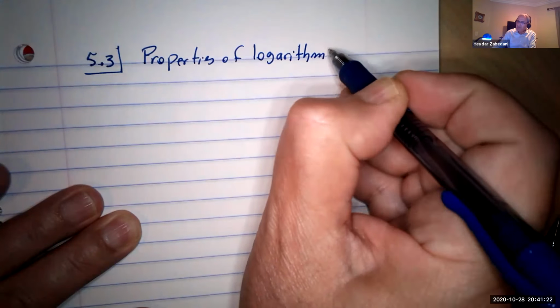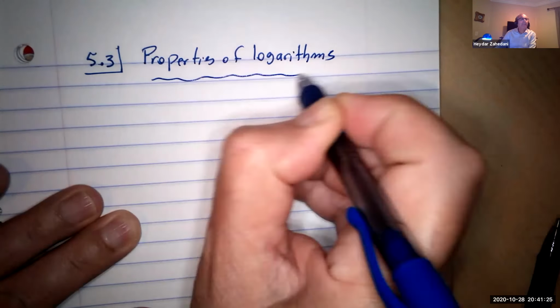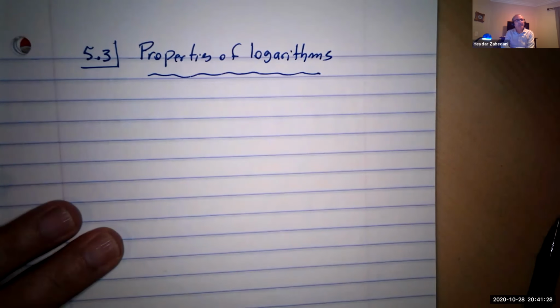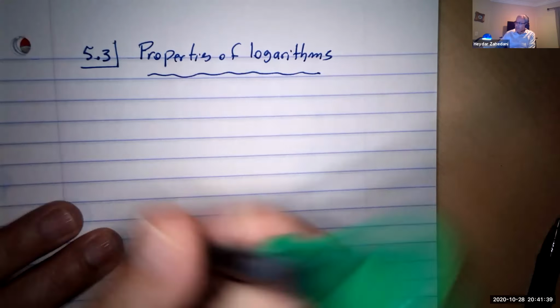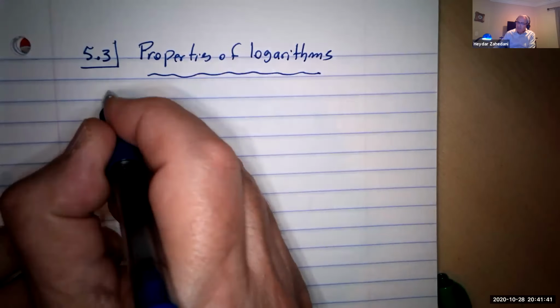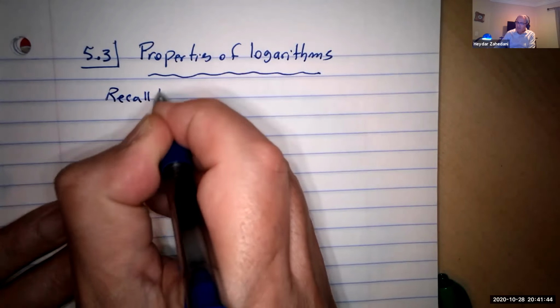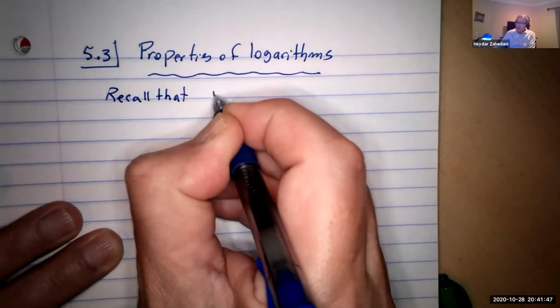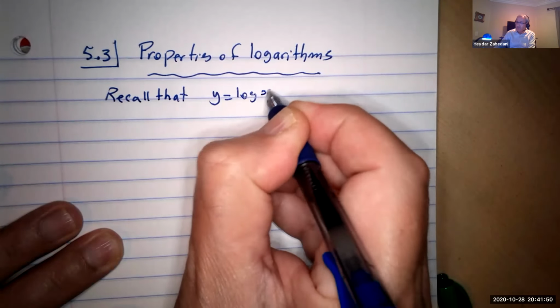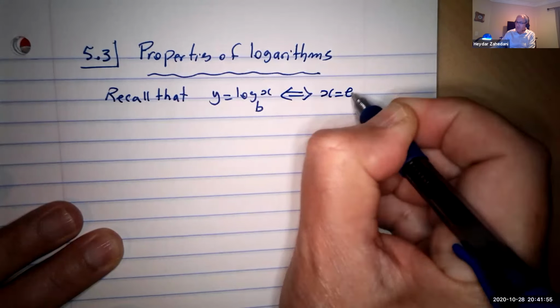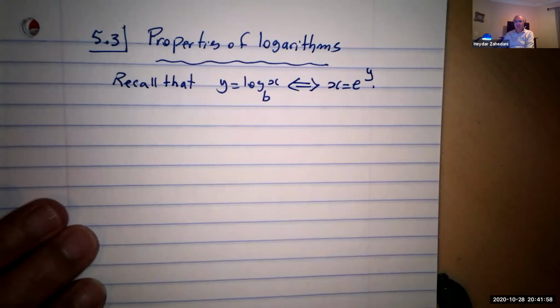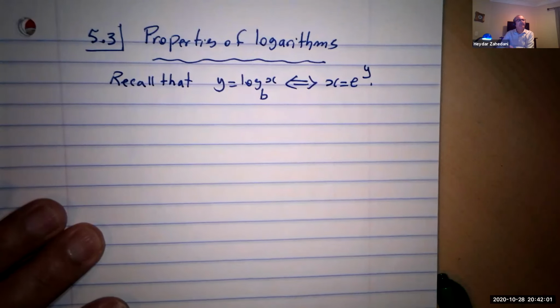Or the logarithm functions. Okay, that's it. So we are going to list those properties that we talked about. I just want to recall that formula again because I want to refer to it. We recall that y is equal to the log of x with base b if and only if x is equal to b to the y. So anything you want to talk about, you are going to use these properties.